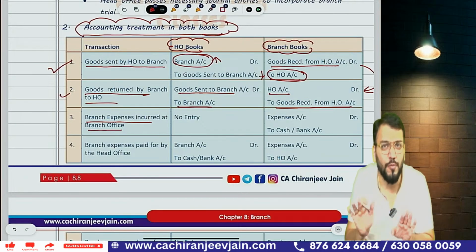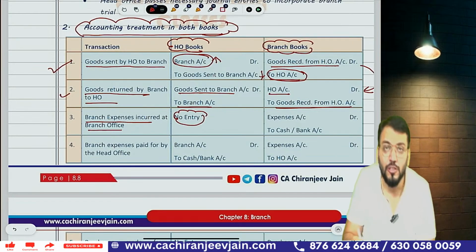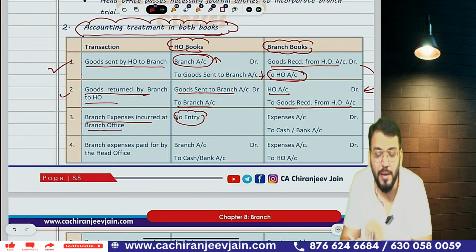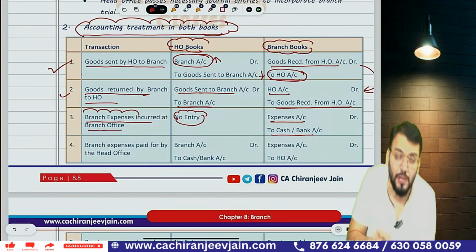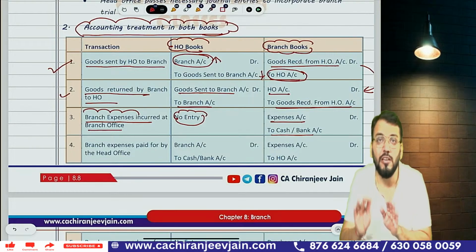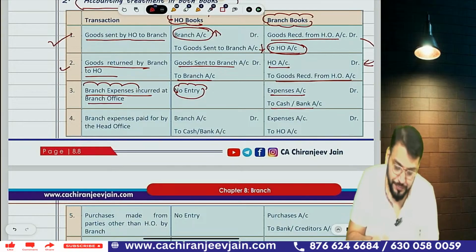Then branch expense incurred at branch office. Can you say head office is not involved in this? Therefore, no journal entry in the books of head office. So what journal entry in the books of branch? Expense account debit to cash or bank. Any transaction which is only for head office, the journal entry will come in the books of head office. Any transaction which is related only to branch, the journal entry will be done only in the branch books. Got this point? Yes, sir.